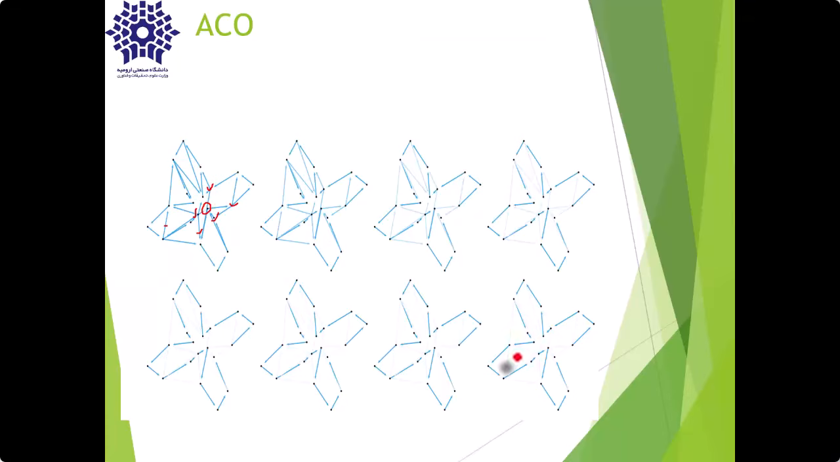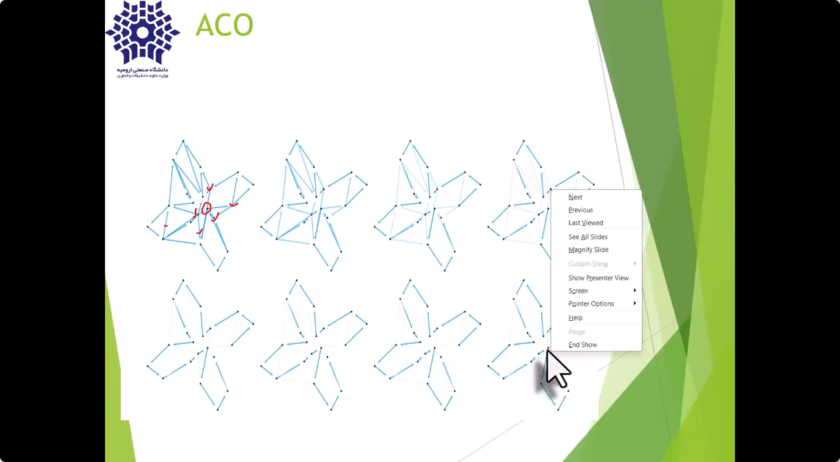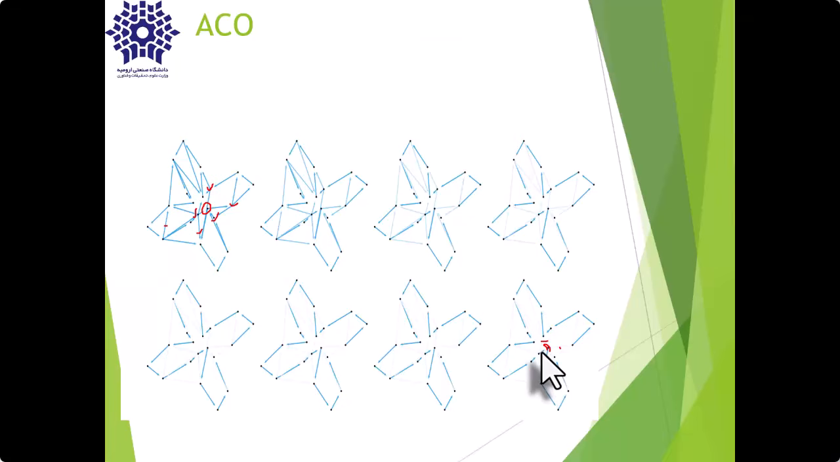But after some period of time, as you see here, the tau on all the edges is different. So as you see, when we come to this city, the ant only selects this one, because this route is stronger than all the routes. Because the amount of pheromone spread on this edge is more than on other edges, it helps to increase the amount of pheromone and strengthen that path.